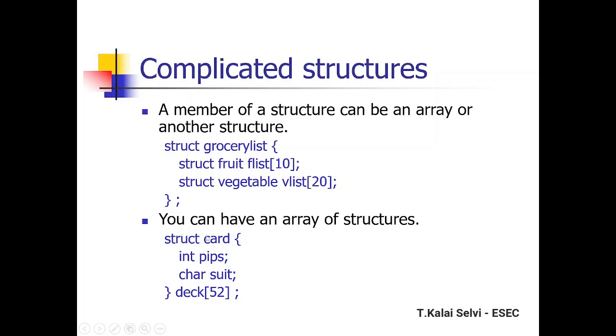Here we have a structure called card. For this card structure, the data members are pips and suit, whereas the structure variable of this structure is deck. Deck is considered an array variable because this card structure can be accessed 52 times. So repetition of a structure is possible with the concept of an array of structures.